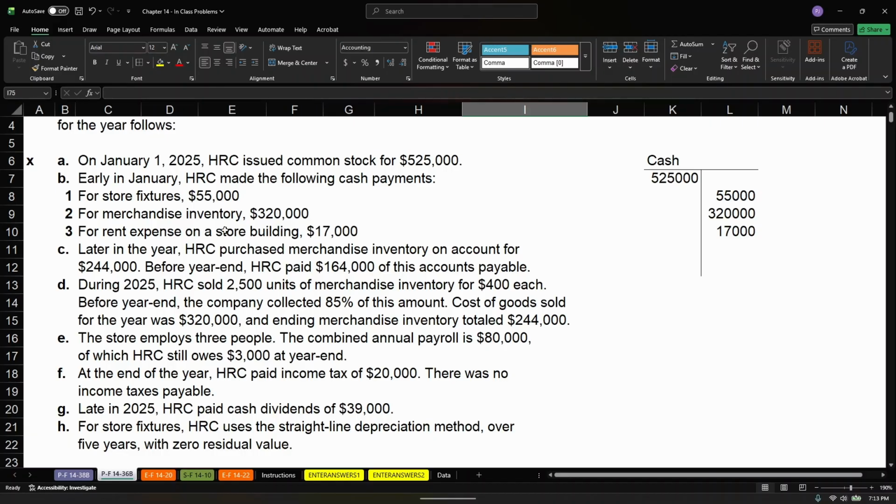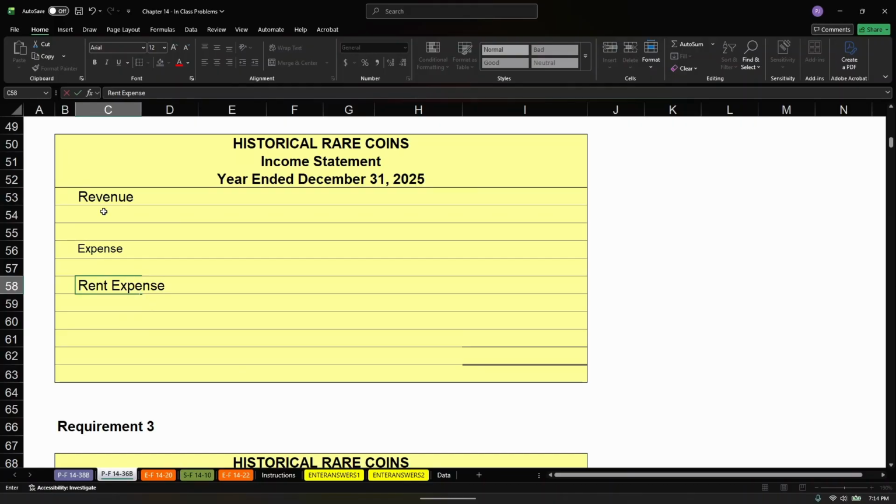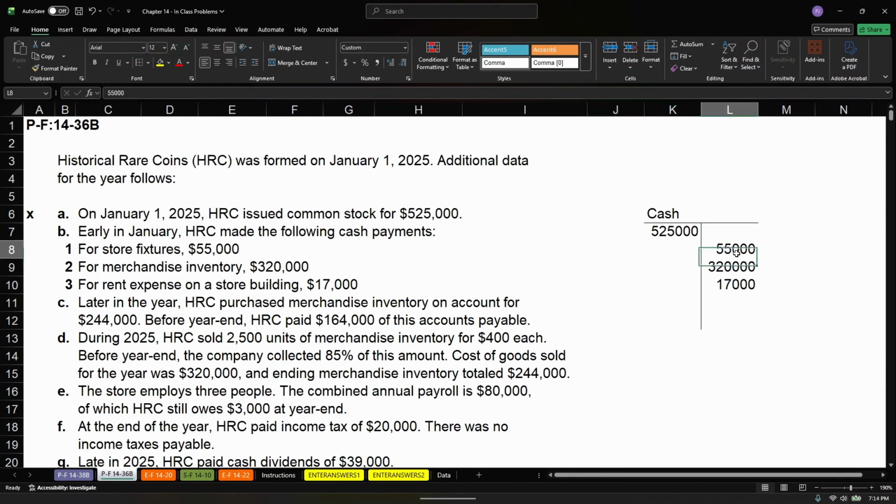So this is something that's going to go on what income statement? Or sorry, it's going to go on the income statement. Sorry, I just told you the answer. So this is not on the balance sheet. Again, this is why I'm saying this problem is a really good test of your understanding of how transactions relate to the financial statement. So this is going to be on our income statement. So I'll have a place for revenue here, and then we'll have expenses, of which we'll put rent expense, 17,000. Okay, and then so all of those three are accounted for as decreases in cash. So this is done.